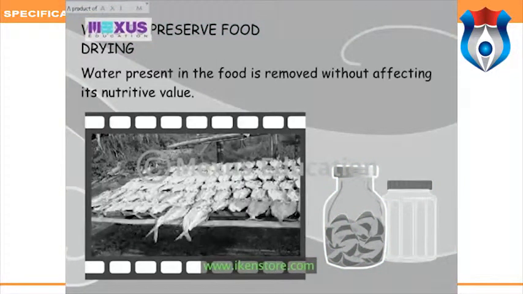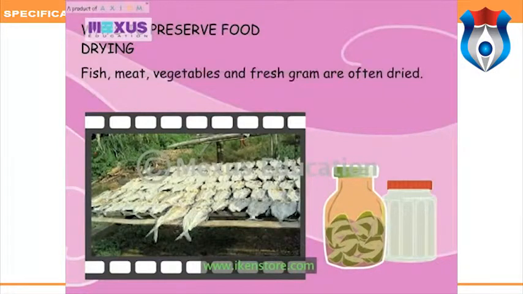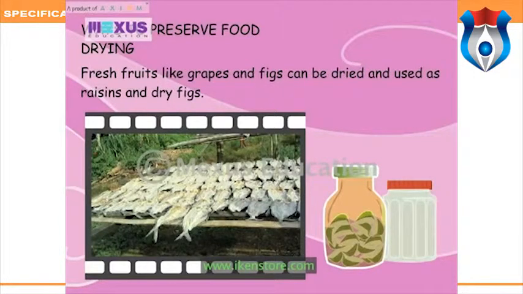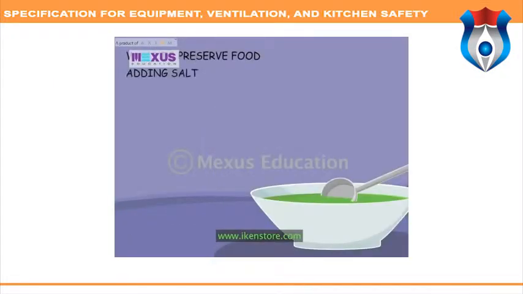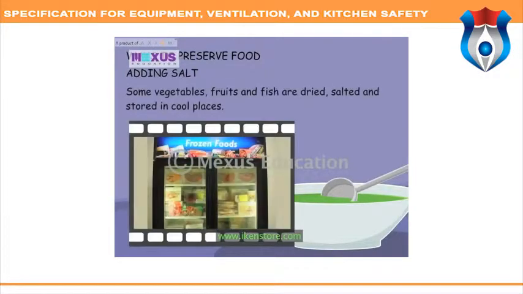Drying. Water present in the food is removed without affecting its nutritive value. Fish, meat, vegetables, and fresh gram are often dried. Fresh fruits like grapes and figs can be dried and used as raisins and dry figs. Adding salt. Some vegetables, fruits, and fish are dried, salted, and stored in cool places.